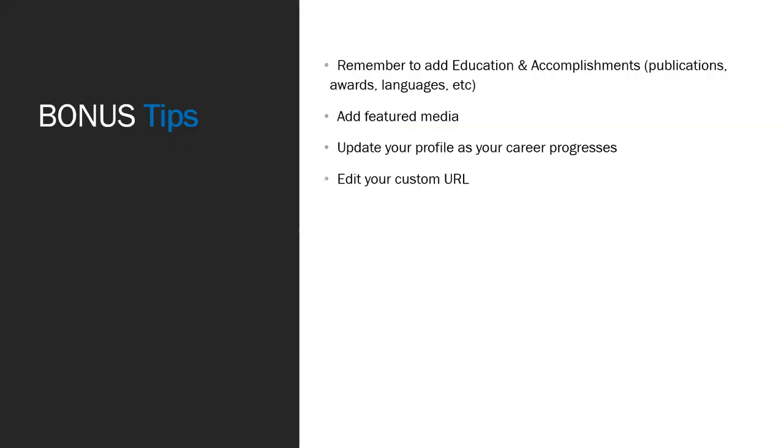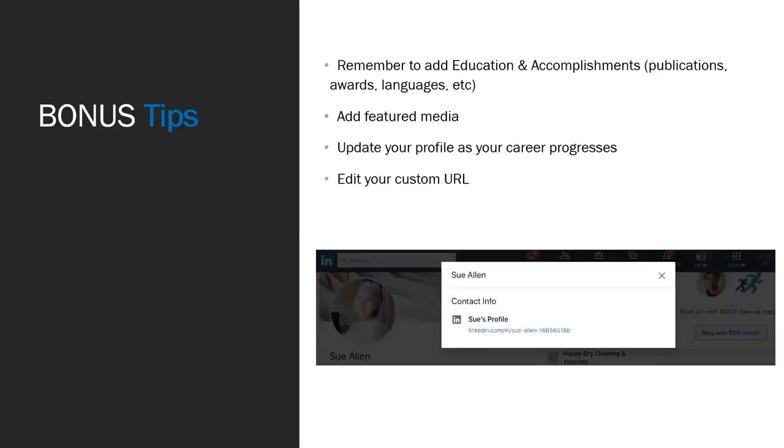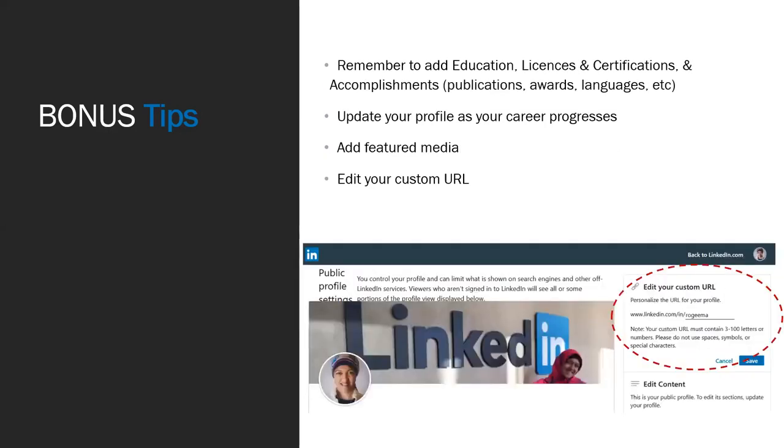And then edit your custom URL. So Sue Allen has not edited her custom URL. Her URL is Sue Allen 166, a bunch of lines, a bunch of numbers and letters. Don't do that. This is something you can do right now after this call. It is a first come, first served option on LinkedIn. You can change your custom URL to something customized.